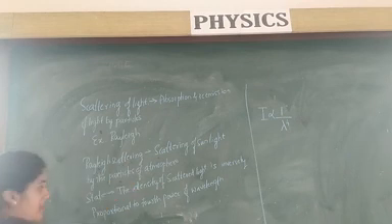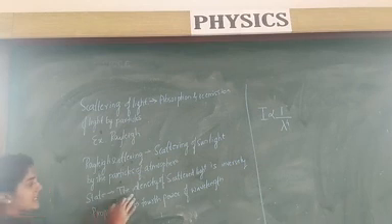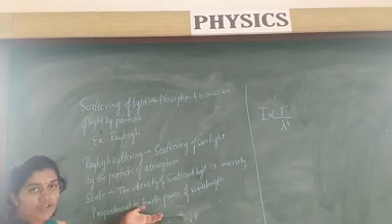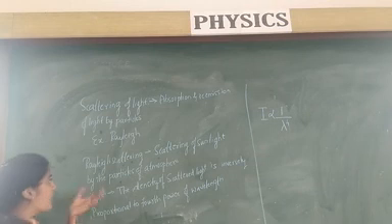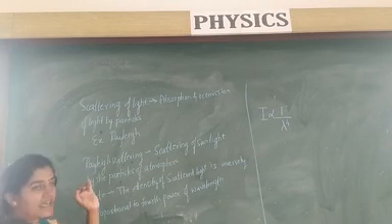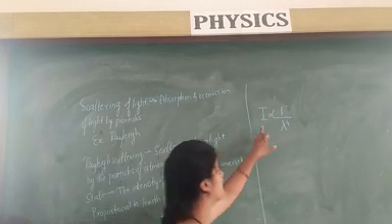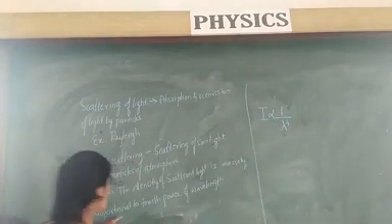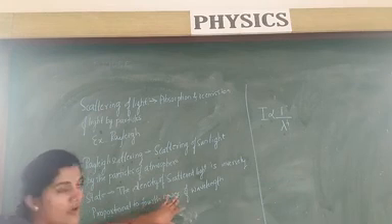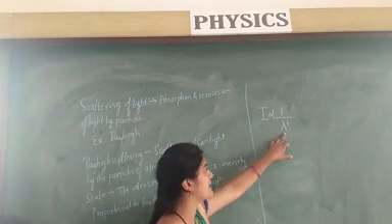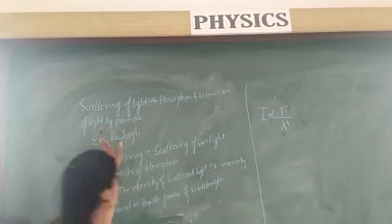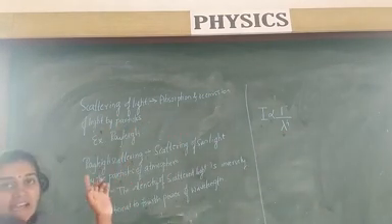It can also be stated that the intensity of the scattering is inversely proportional to the fourth power of the wavelength. We are calling this statement Rayleigh scattering. It can also be written as I is inversely proportional to 1 by lambda to the fourth power, the fourth power of the wavelength. This is just about scattering of the light and Rayleigh scattering.